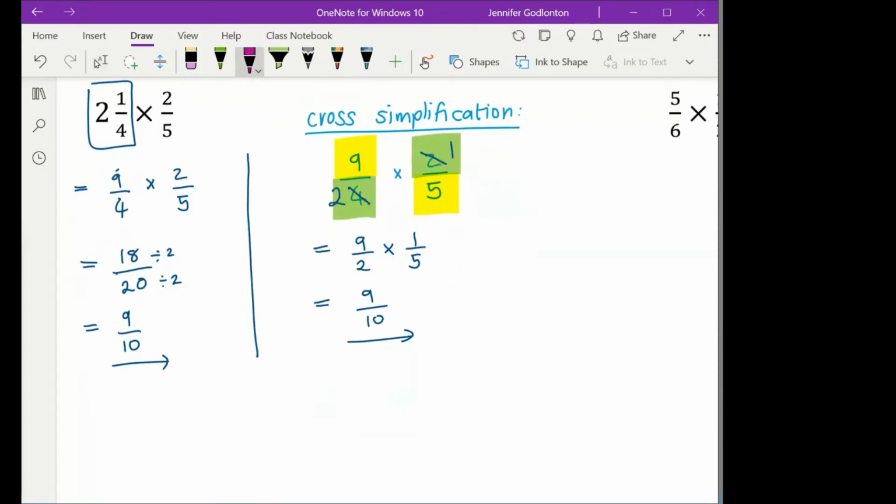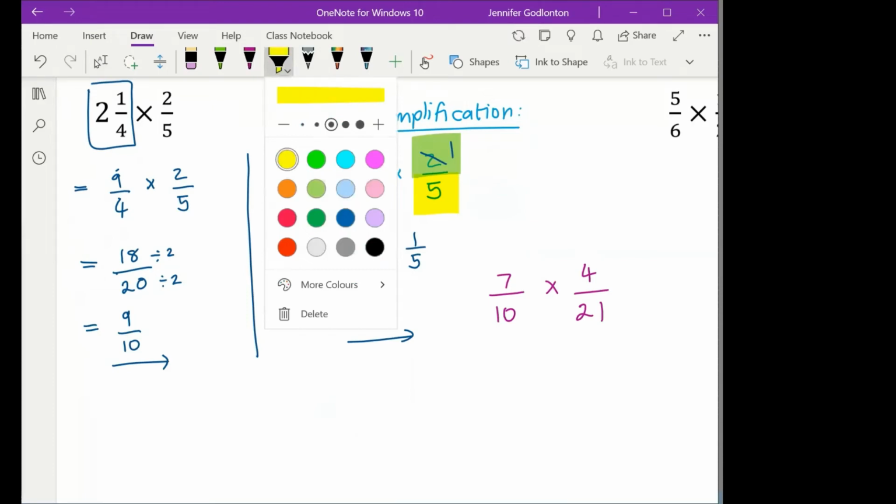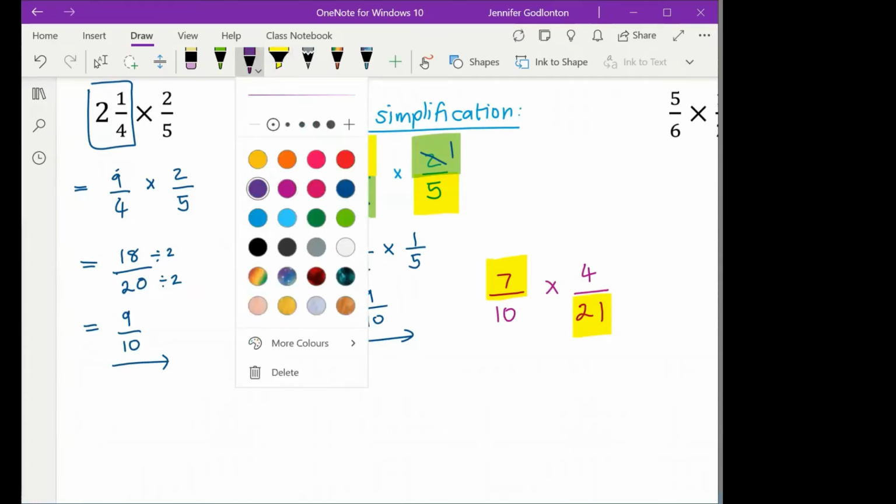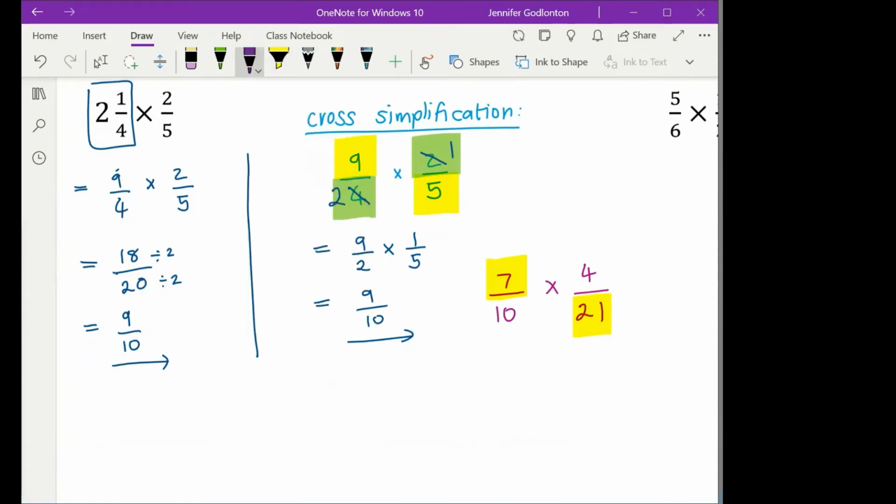Let's do one where there's a double thing. So I'm going to have 7 over 10 times 4 over 21. Okay, let's say those are my fractions. I'm going to look at my numerator and my denominator. What number can go into 7 that can also go into 21? What number can go into both of those numbers?